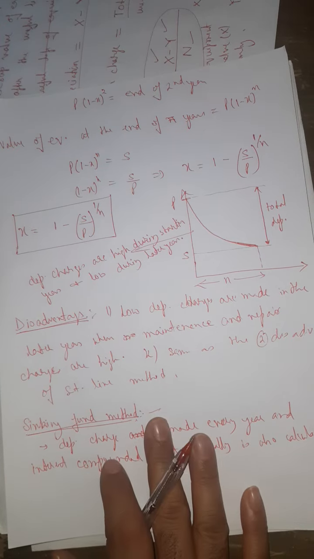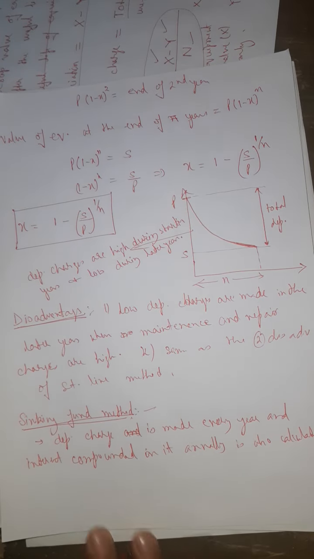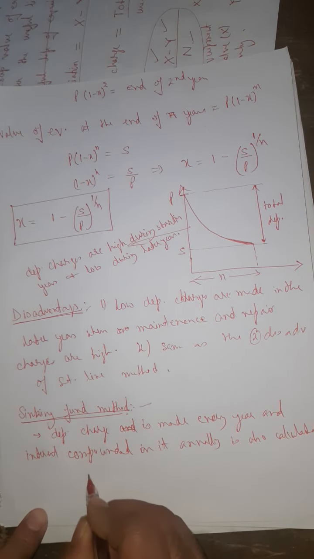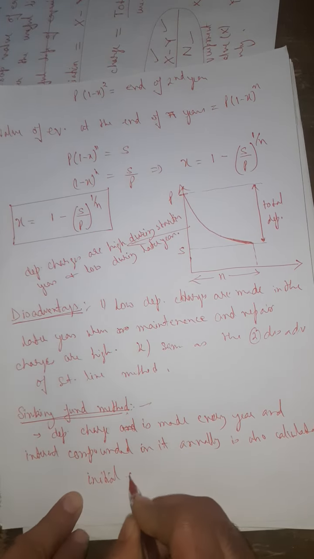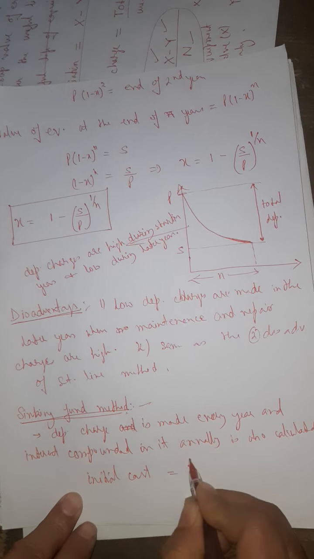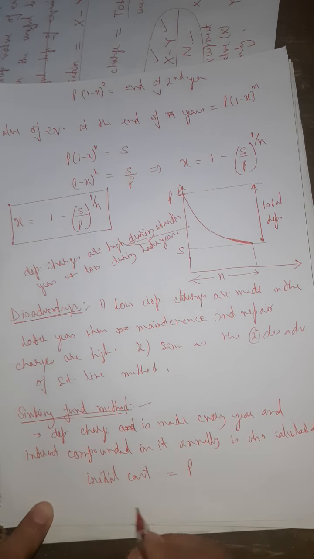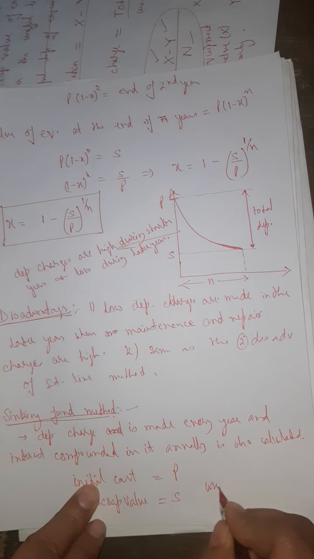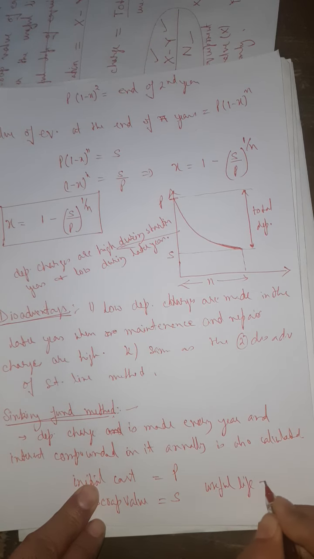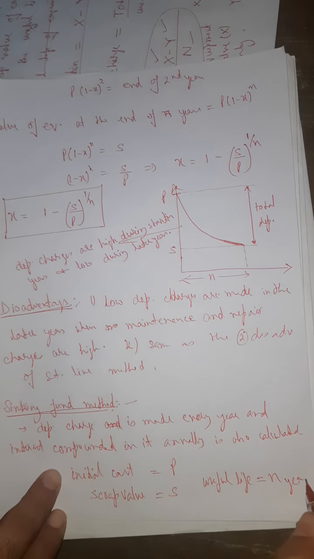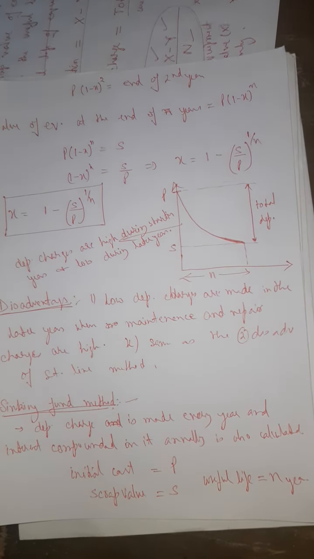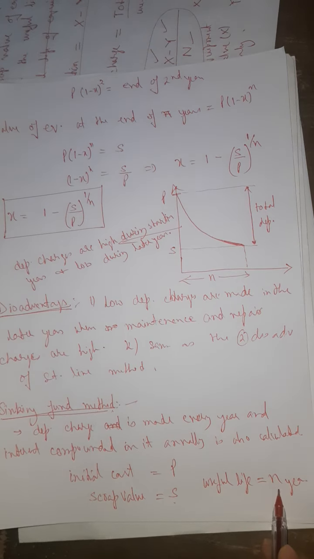Please note it down in your own words. It is a very important line. So consider the initial cost as P, scrap value as S, and useful life equal to n years. This is the scrap value of the equipment after its useful life.